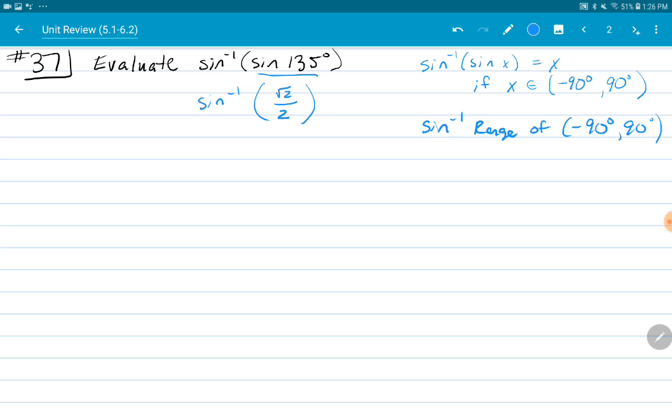And looking at my unit circle, on the right-hand side of my unit circle, sine inverse of radical 2 over 2 is at 45 degrees. I'm keeping it in degrees since my original question was in degrees.